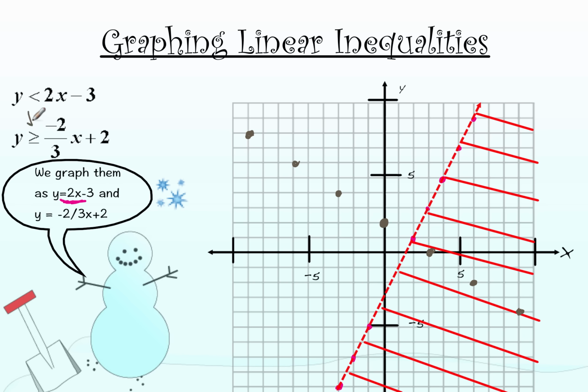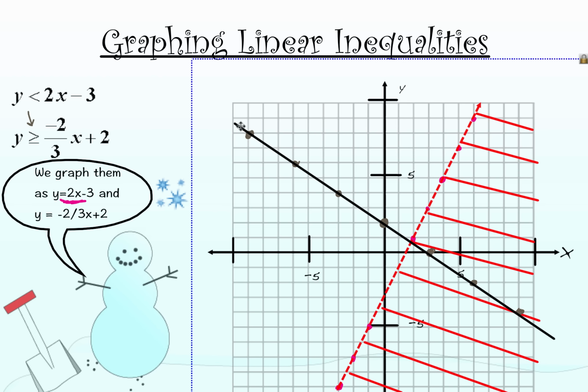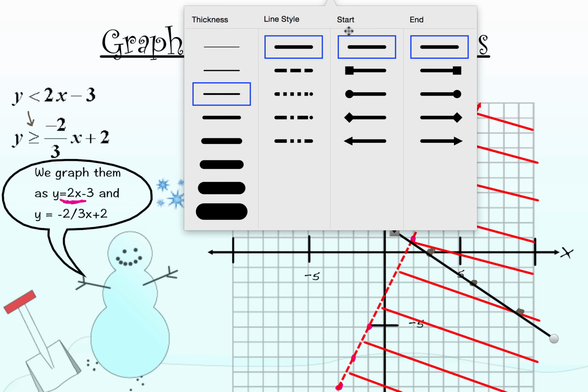This is a greater than or equal to. So now when I draw my line for this, it can be solid because I can equal the points on the line. Whereas in the other one, I couldn't equal the points on the line. It had to only be less than them. So let's get some arrowheads on here.